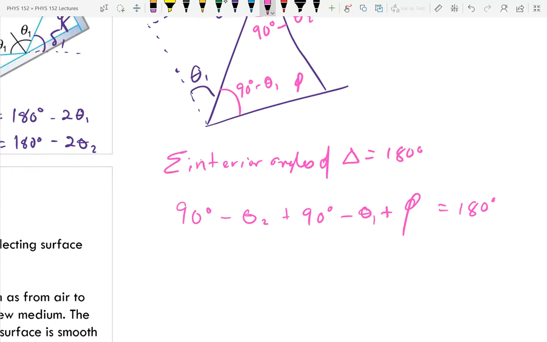Well, conveniently, what's 90 plus 90? I saw Jeff going to scratch his back, and I thought he was raising his hand. I was like, well, yeah, he knows it. 90 plus 90 is 180, so I subtract those out. And what I'm left with is theta 1 plus theta 2 is equal to phi.